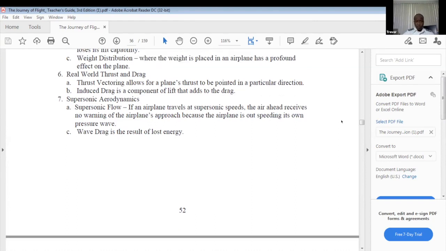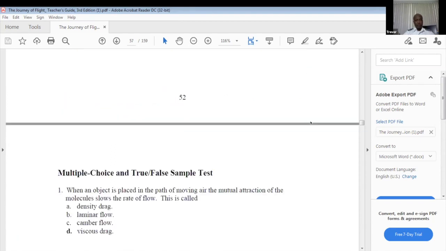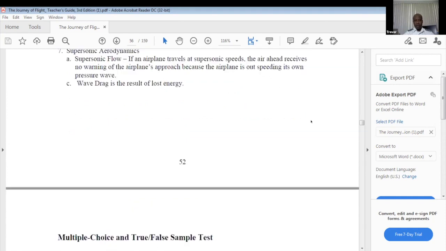So supersonic flow, so supersonic aerodynamics. If an airplane travels at supersonic speeds, the air ahead receives no warning of the airplane's approach because the airplane is outspeeding its own pressure wave. So the airplane is moving faster in the air, so the flow over the wing creates a pressure point, which tends to move rearward as the airplane moves faster, which also creates compressibility and drag. So wave drag, as a result of that, is a loss of energy over the wing. Okay, so that's the end of chapter 7.